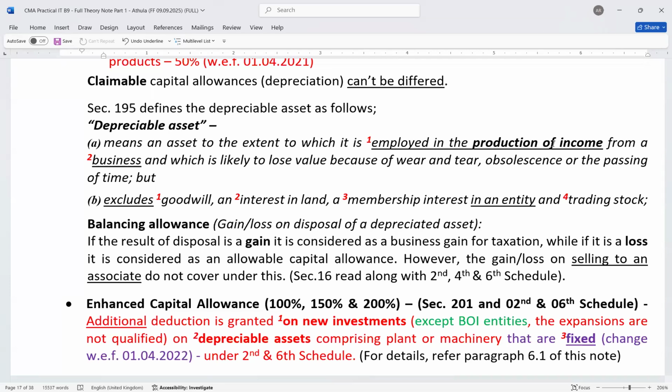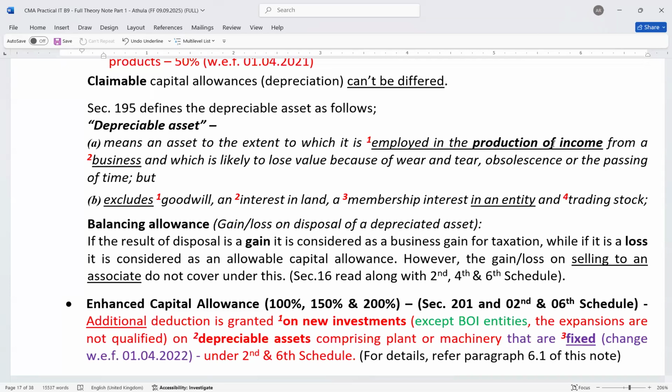This is not a capital gain because this is a depreciable asset, not capital gain. However, the gain or loss on selling to an associate is not covered under this section. Obviously, here we are talking about depreciable assets, not capital assets held not as a depreciable asset.